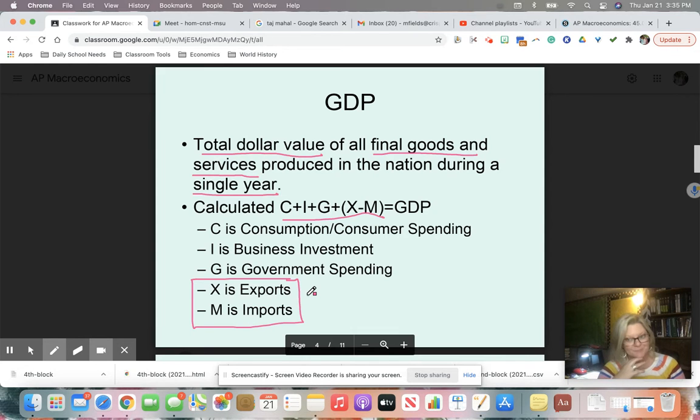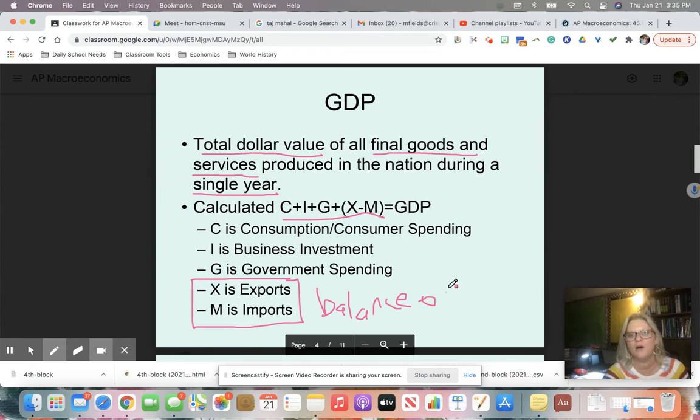Let's say that you buy a Japanese vehicle. When you purchase a Honda or an Acura or a Lexus, that money leaves the United States and goes to Japan. So we would subtract that from our GDP. This part right here, X minus M, we call net exports, or the balance of trade. I really hate writing with this little pen thing.